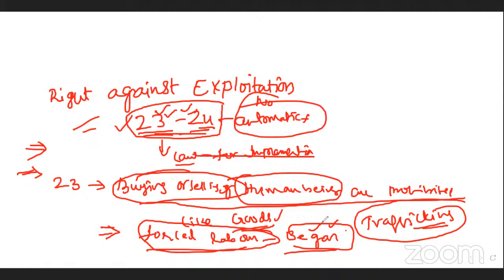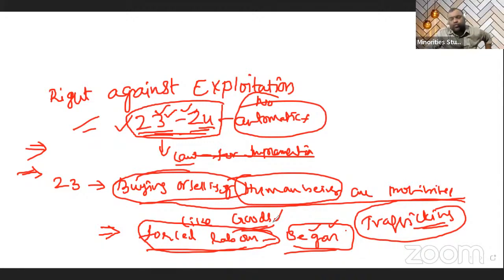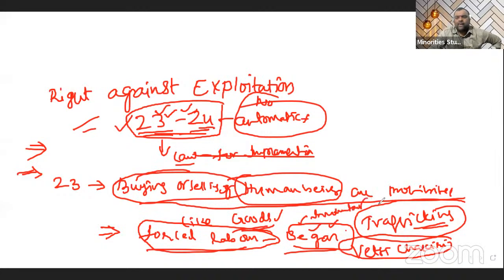And very important here, forced labor. What we call this in our language is vetti chakiri. Vetti chakiri means more work, less payment. You are doing a lot of work, but with little payment. Begar means involuntary work without payment. You are doing work, but no payment. This is all called exploitation.